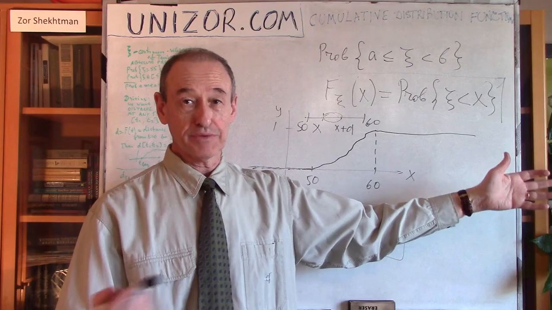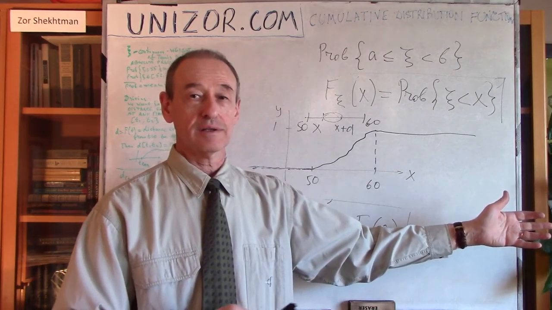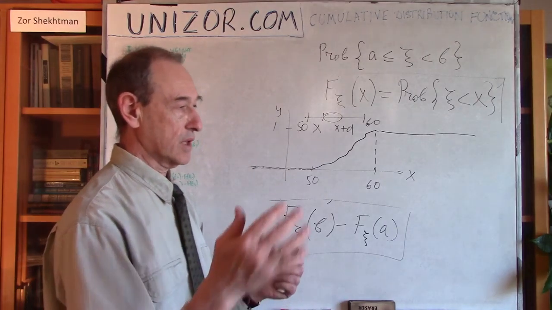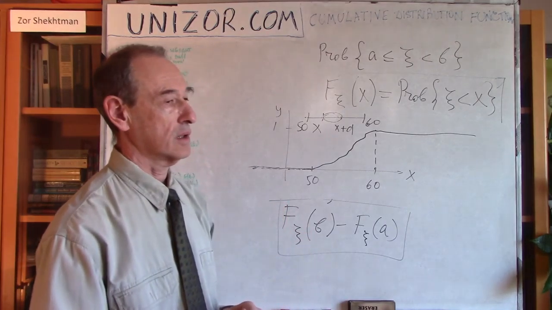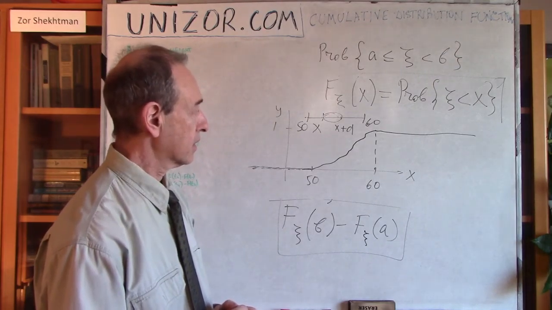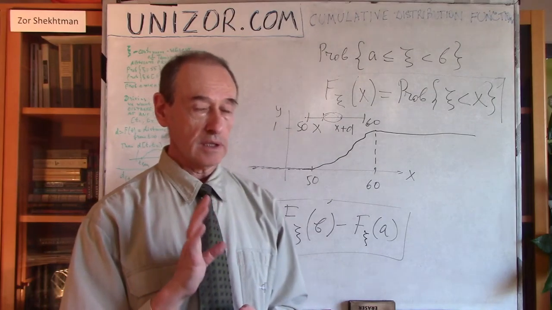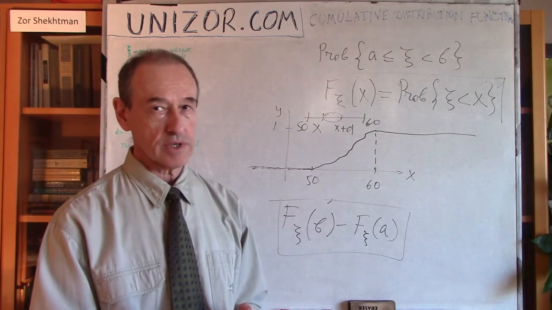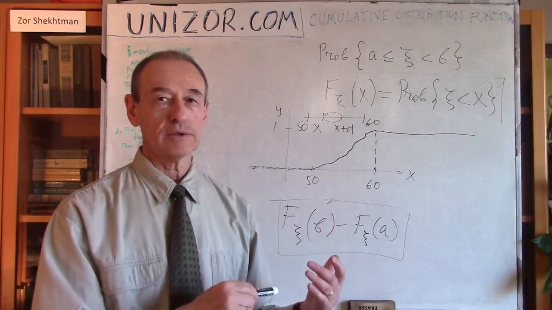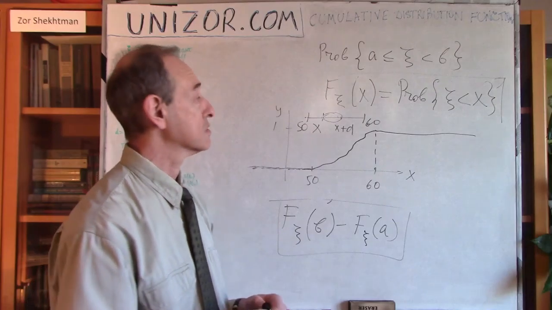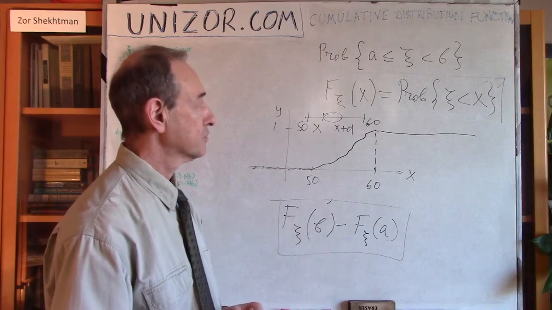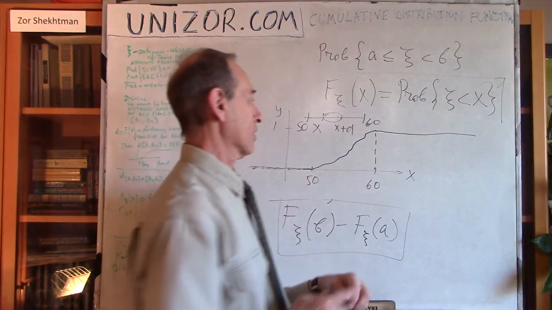It's easier to be less than 57, right, than less than 55. As long as we increase the boundary, more elementary events fall into this category. So the function is monotonic. I'm not saying it's increasing, I would say it's non-decreasing. And why, let me just address it a little later when I will talk about discrete distributions. So that's basically the function which is called the cumulative distribution function for our random variable xi.